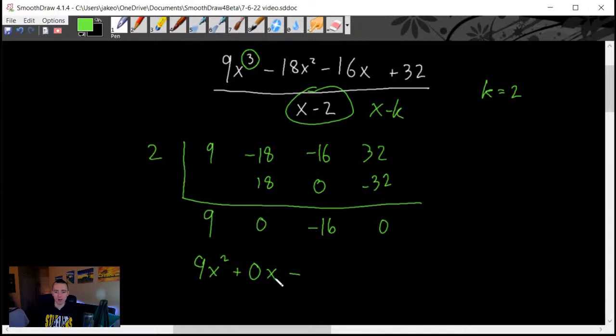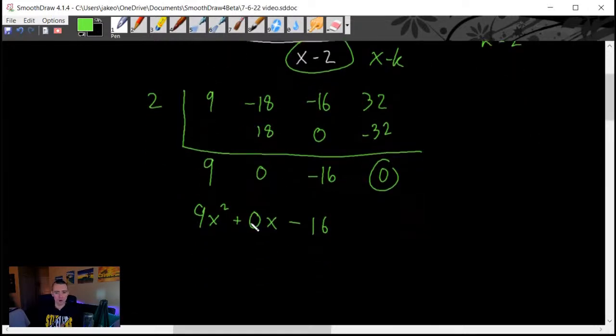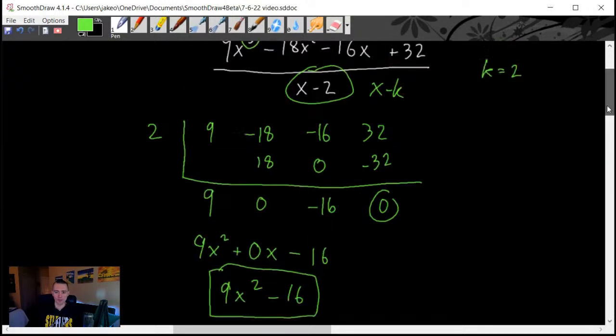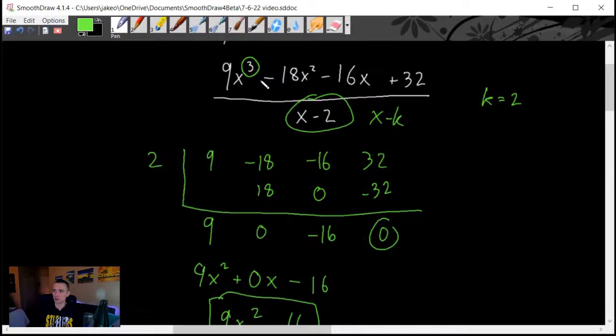Then after the x term, we're just going to have a constant number being added or subtracted, so minus 16. And then this last number here is our remainder. A remainder of 0 doesn't really mean anything. So just having this polynomial here is our solution to this fraction. However, we do want to be careful because whenever you have a 0, like 0x, go ahead and simplify that out. 9x squared plus 0x is just plus 0, which doesn't do anything, and then minus 16. So now this is the polynomial that we get by using synthetic division to divide this polynomial and this linear term that we started with.